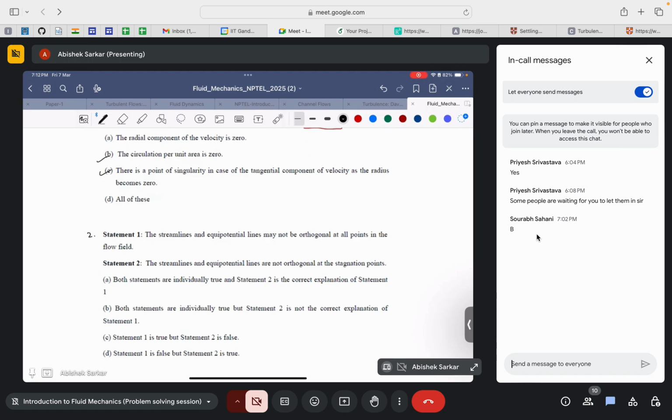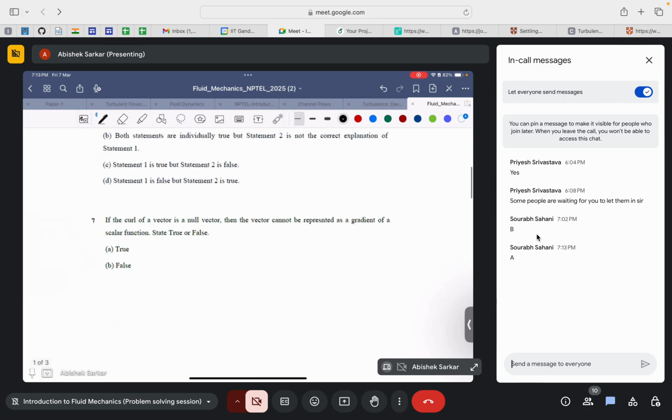I think I just discussed it before, when we were discussing the Q&A part about the stagnation points and how the streamlines and equipotential lines are perpendicular except at the stagnation points. So I think I already told the answer, so this is the correct answer. Both statements are correct, and the second statement is the proper explanation for statement 1. Okay.